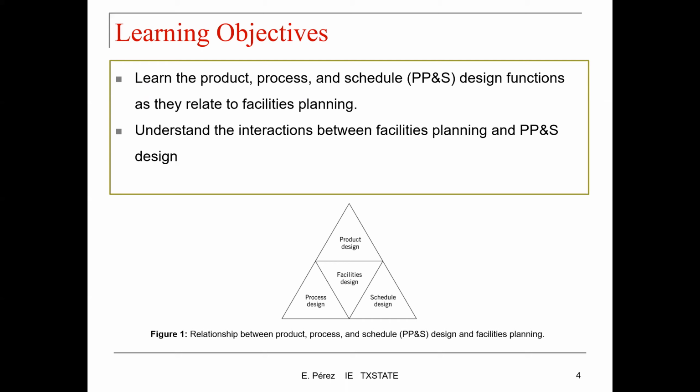So as illustrated in this figure, facilities design is in the middle of these 3: product, process, and schedule design. They are all really important in terms of making decisions in how to design our facilities. We have to take these 3 areas into consideration.